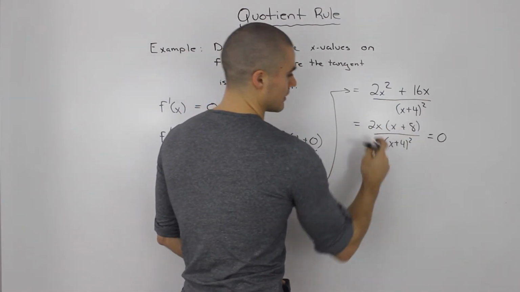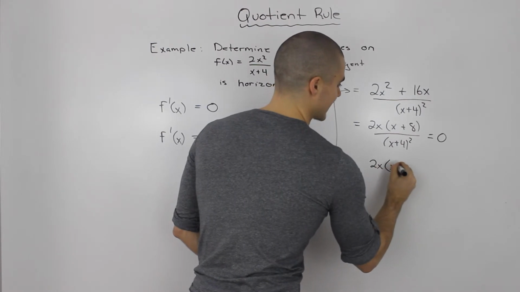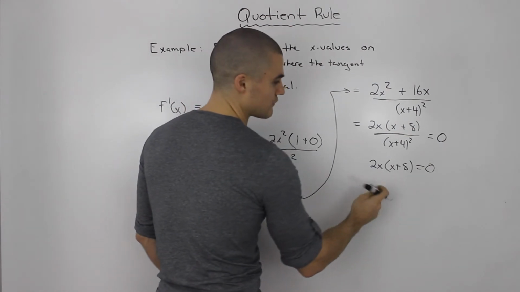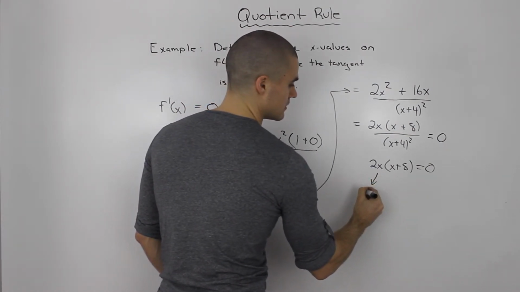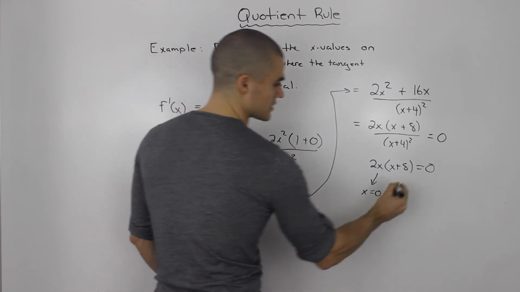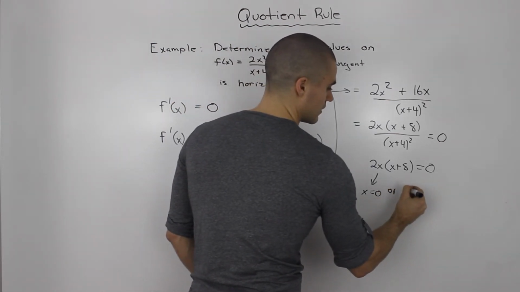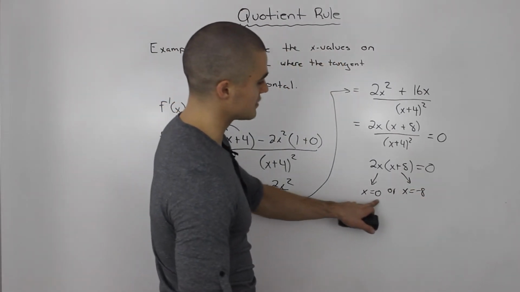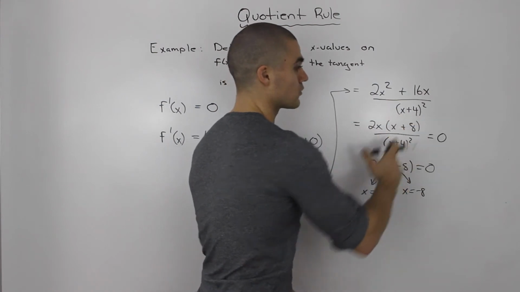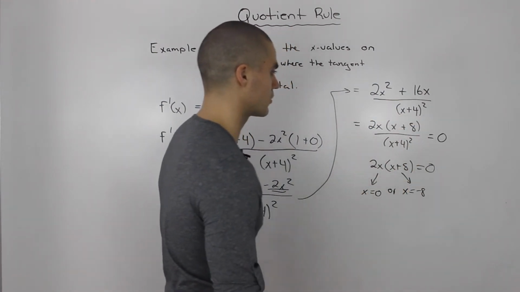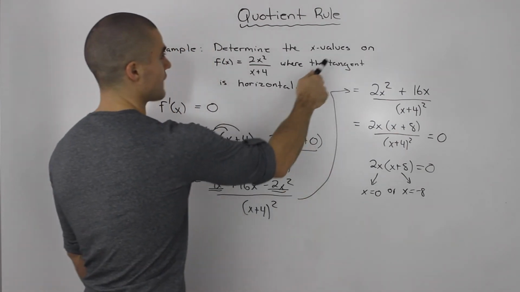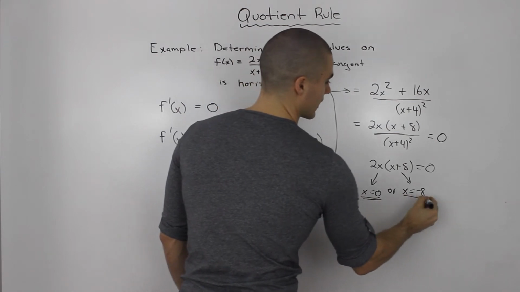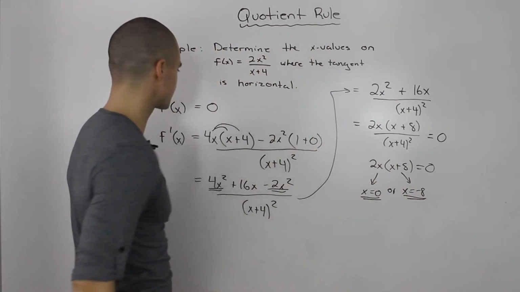So basically, this 2x, x plus 8, has to equal 0. Right? And notice how it's already factored for you. So x is equal to 0, or x can be, in this bracket, negative 8. Right? So if x is either 0 or negative 8, the numerator will be 0, and then 0 divided by any number will be 0. So the x values for which the tangent is horizontal is either at x equals 0 or at x equals negative 8 for this function.